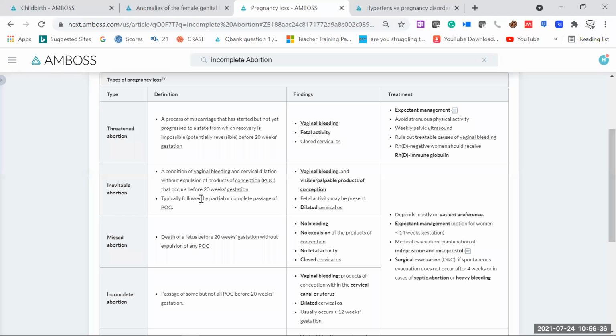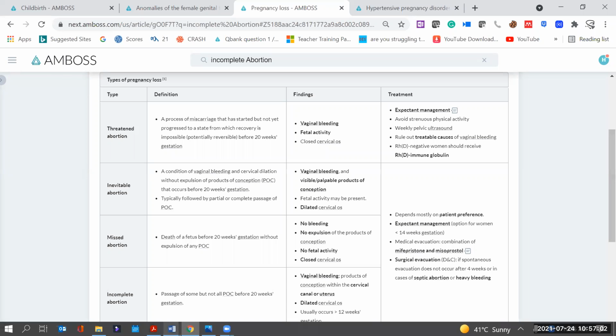But for threatened miscarriage, the os will be completely closed. There will be no opening of the os, because once the os is open, we can say it's an incomplete abortion, or the patient is going to expel soon. And once the os is open, you cannot do anything. You cannot help the pregnancy. But once the os is closed and the fetal heart rate is there, you still have a chance to secure the pregnancy just by doing expectant management.